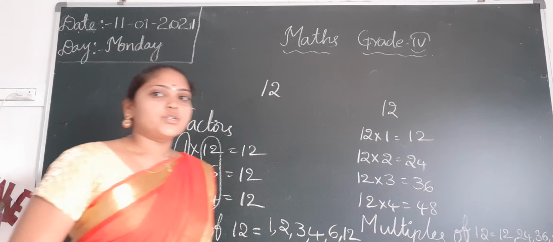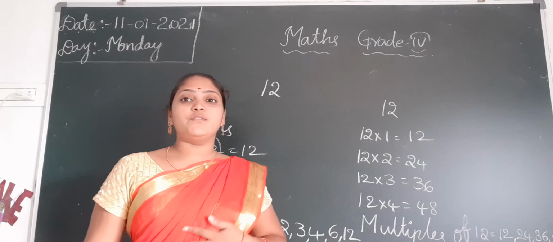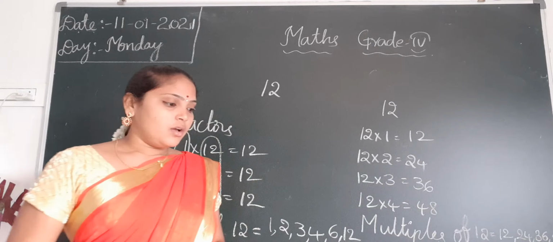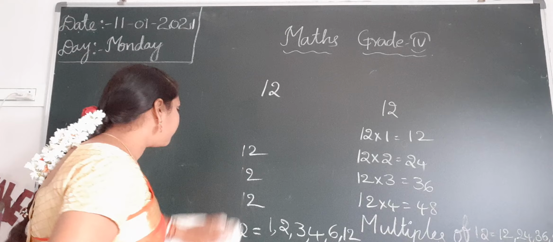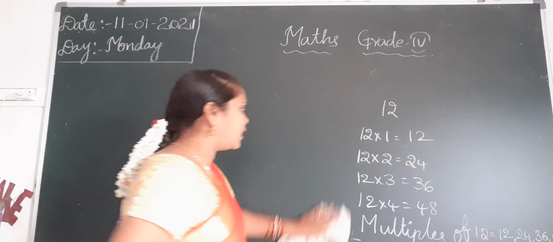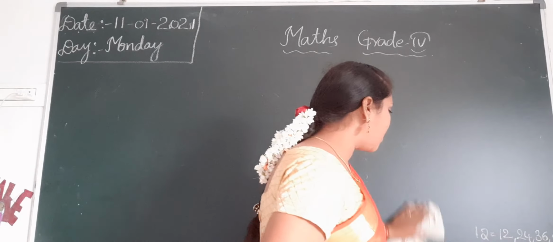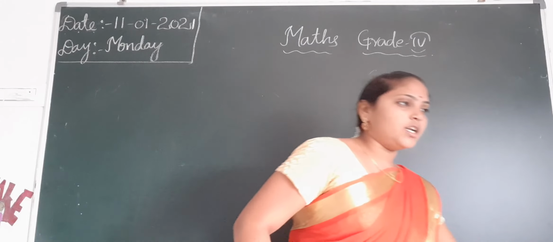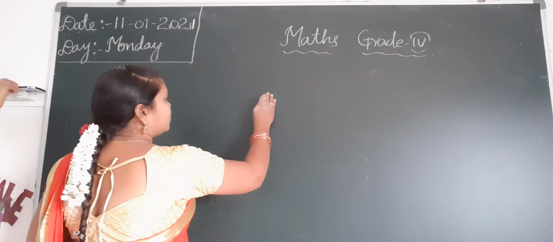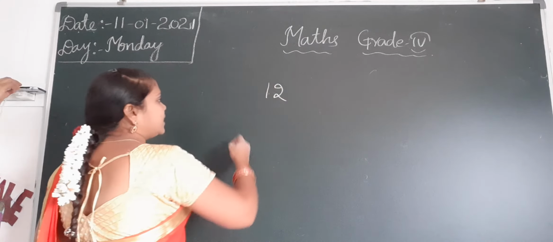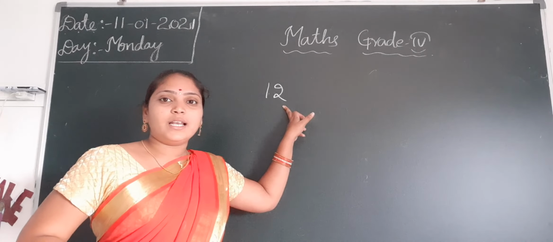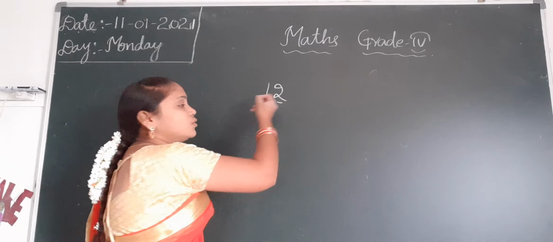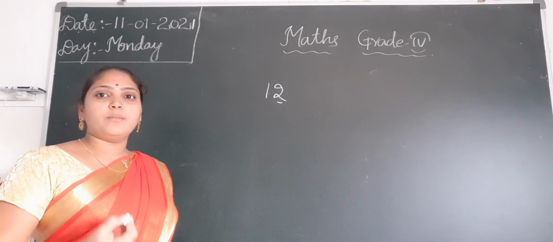Okay children, after that we have to write divisibility rules. We learned 3 divisibility rules now: the divisibility rules of 2, 5 and 10. After the completion of factors and multiples, write divisibility rules. Here I have taken 12. Let us check whether it is divisible by 2 or not, children. Here 12 is ending with 2, so it is divisible by 2.